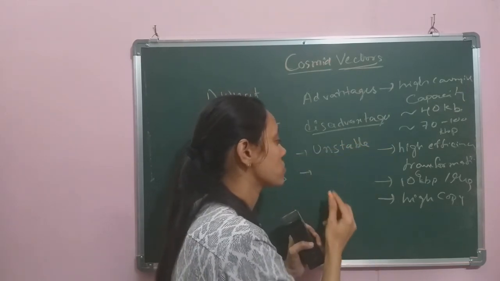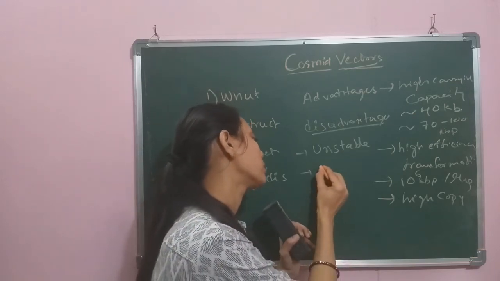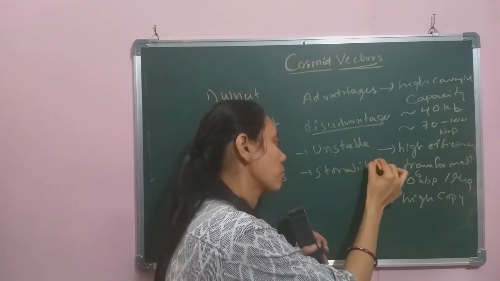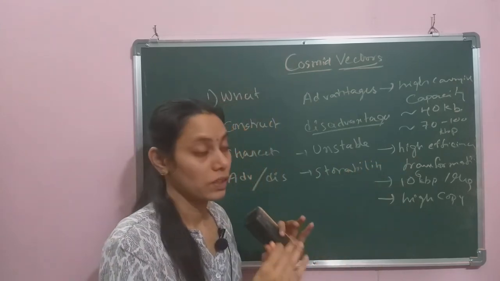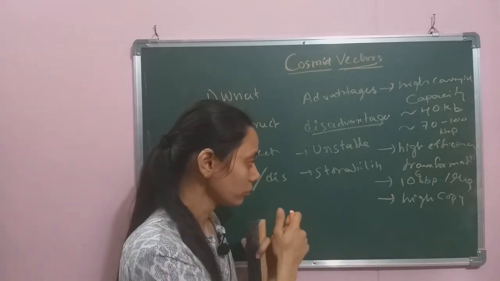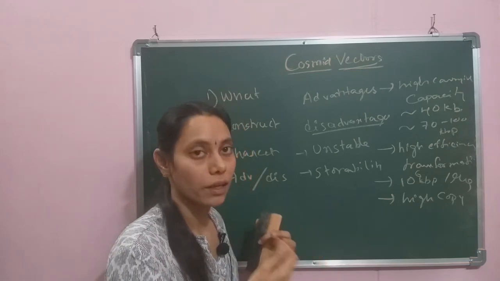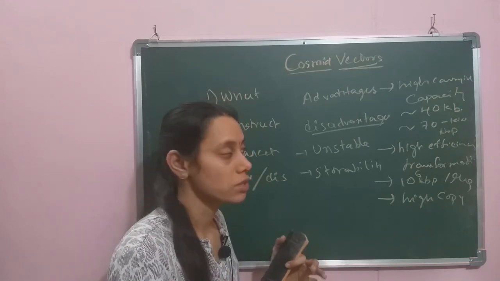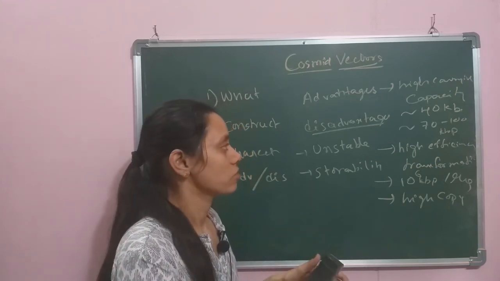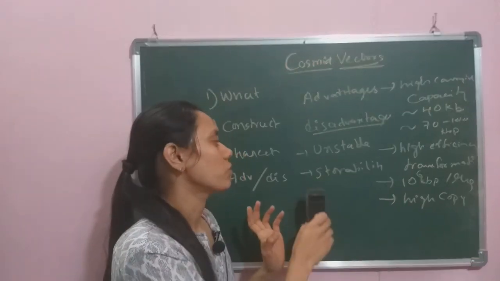and it may not be stably maintained through the generations, and the storability of the plasmid vectors in the host system is very much less, and because of the high copy number, they will not be segregated and partitioned into daughter cells easily, and they are eventually lost through the generations. So these are the basic disadvantages and advantages of the cosmid vectors.